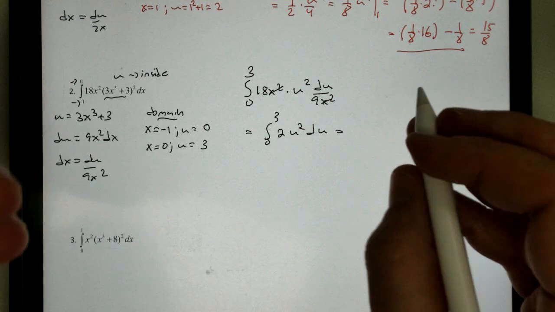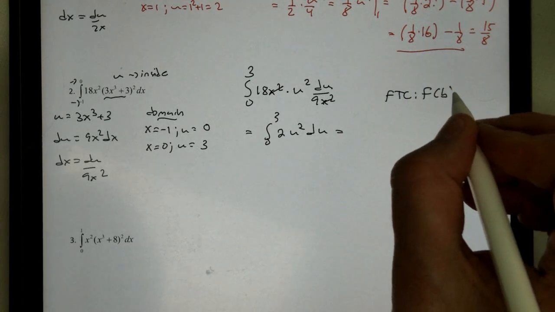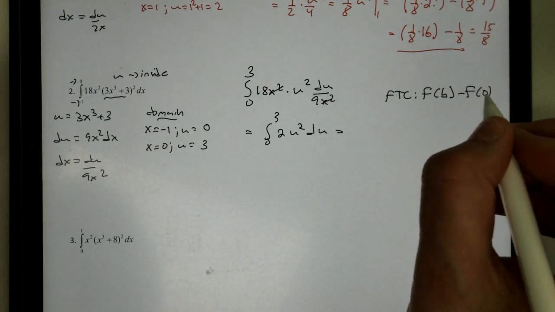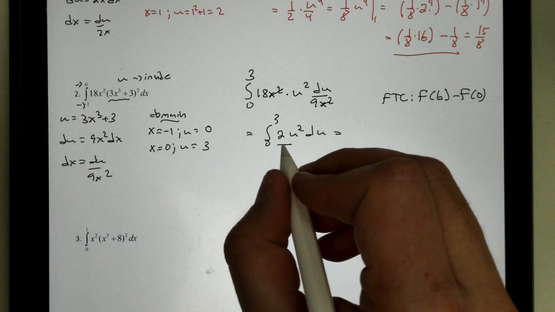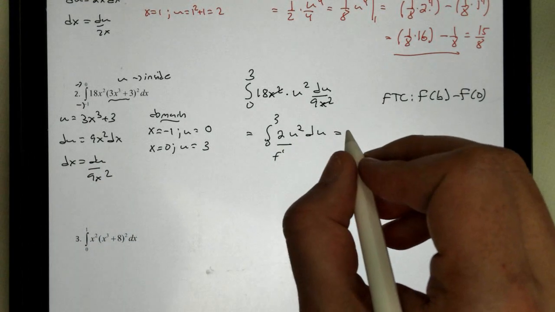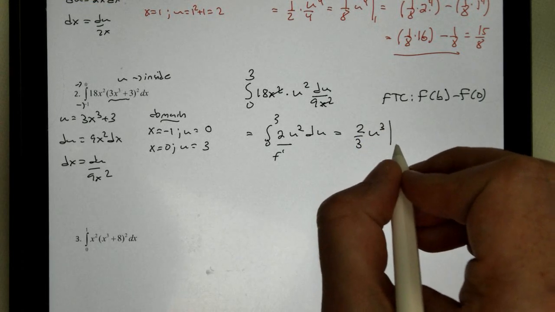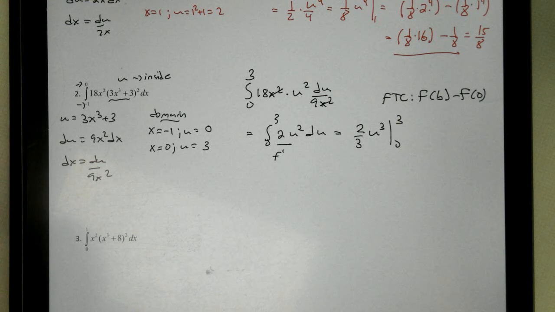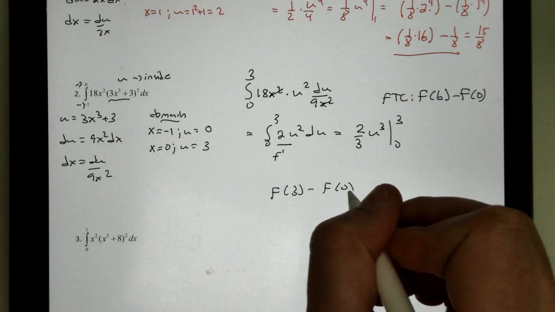Now we have to do the FTC step. And remember, the FTC says we are going to evaluate the difference in the values of our function. So we have to integrate. Remember, this is my derivative here. So we have to integrate, and that's just 2/3 u cubed, and we would evaluate that from 0 to 3. And like we said yesterday, you're really going to like zeros in here for the most part.